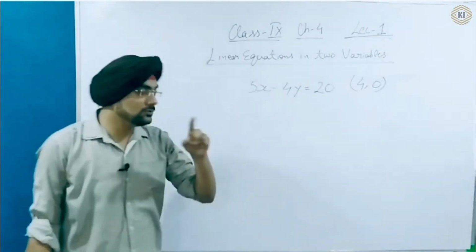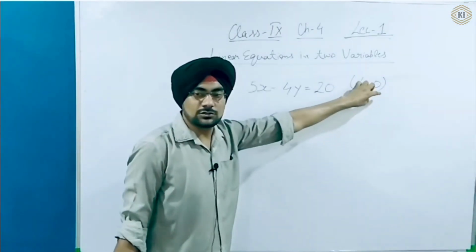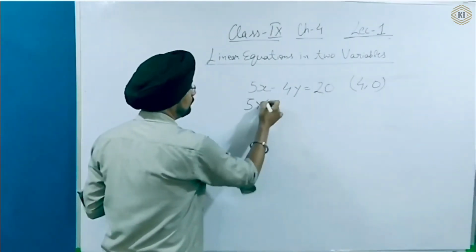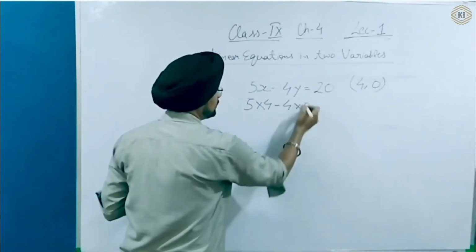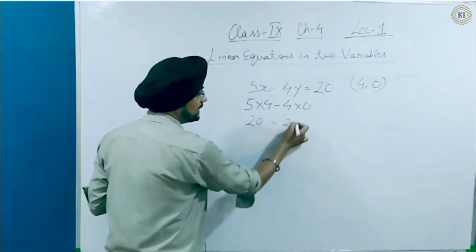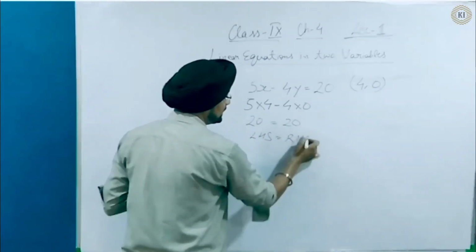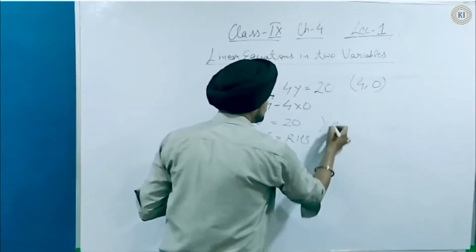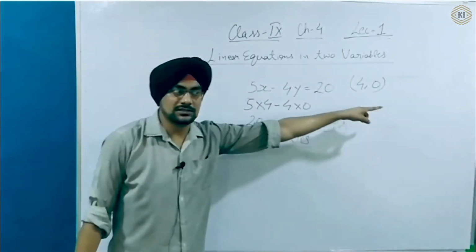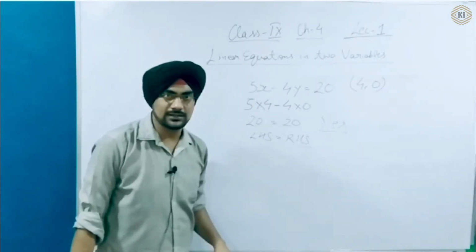So what will we do? Here the value of x is 4, the value of y is 0. So we put the values in this equation. So 5 into 4 minus 4 into 0. 5 into 4 is 20, 4 into 0 is 0. So 20 is equal to 20. So our left hand side is equal to right hand side. So we can say yes, the value (4, 0) satisfies the equation 5x minus 4y is equal to 20.